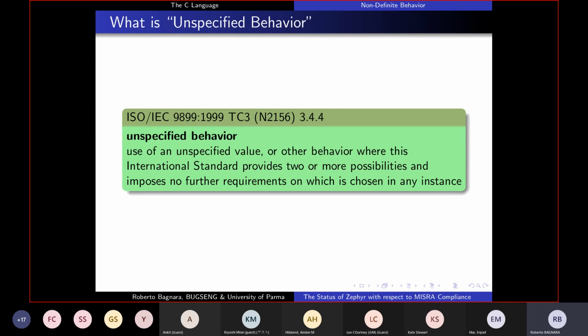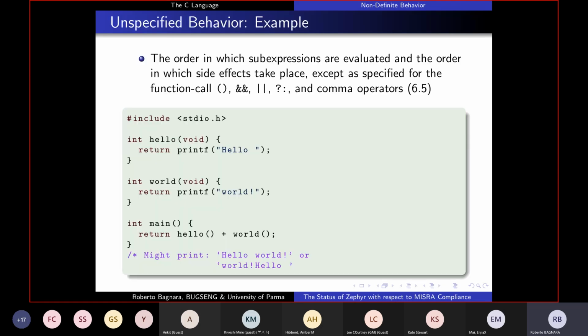Another variety of non-completely defined behavior is called unspecified behavior. This is when there are two or more possibilities to implement one thing, and the standard says that it will be one of those without specifying which one it will be. And there is no requirement imposed besides this. In particular, the compiler needs not document the choice, and it needs not be consistent with the choice. So let us consider an example. It is unspecified behavior, for example, in an addition, whether the left-hand side operand is evaluated before or after the right-hand side operand. So it's unspecified.